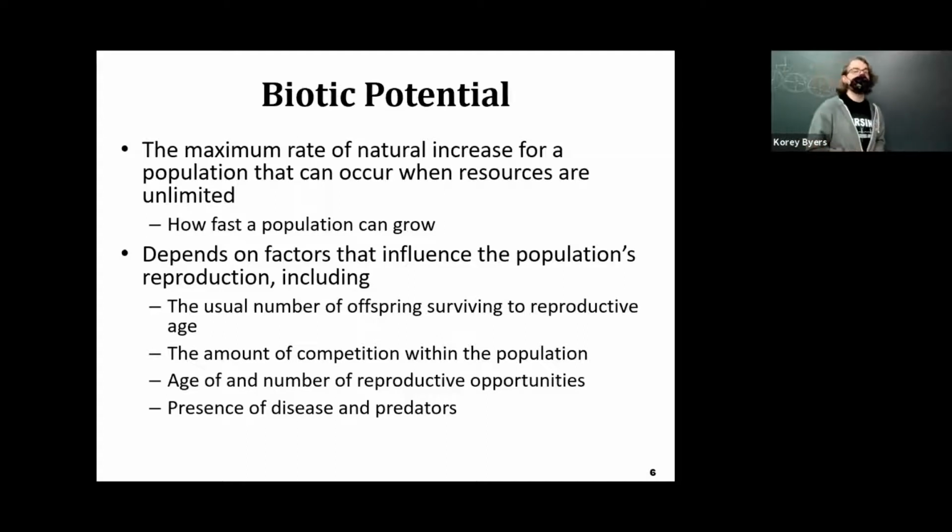Now, other major factors play a role in this as well, like the amount of disease, predation. What if some random event occurs, like a flood or an earthquake or a fire? Obviously, that's going to wipe out some of that biotic potential for that time period. And so things rarely ever reach their biotic potential, but it gives you a good number to sort of rate the population against.